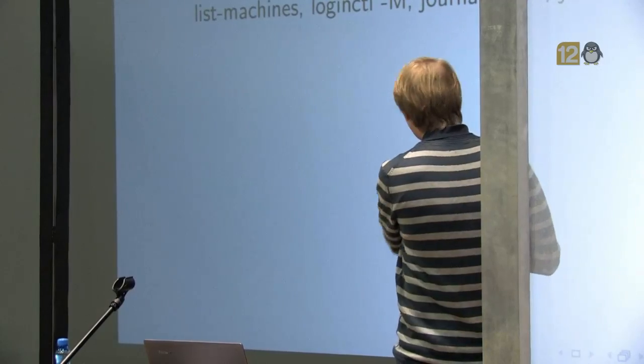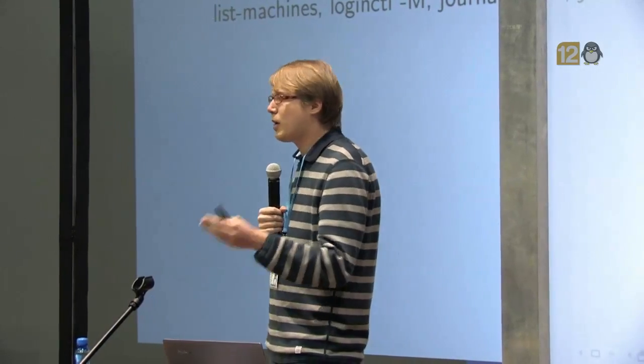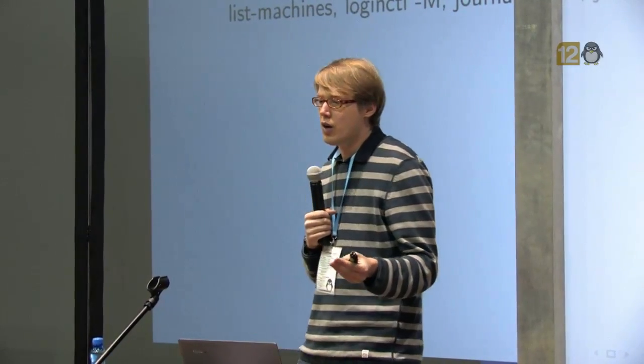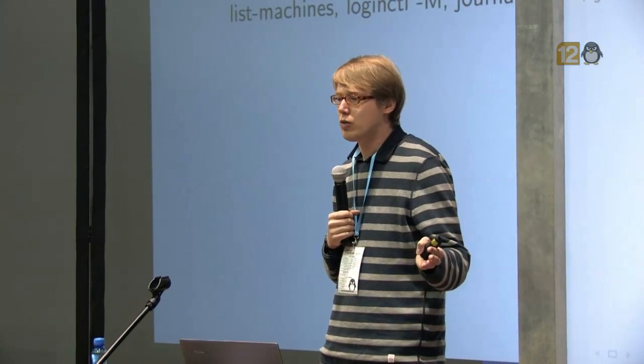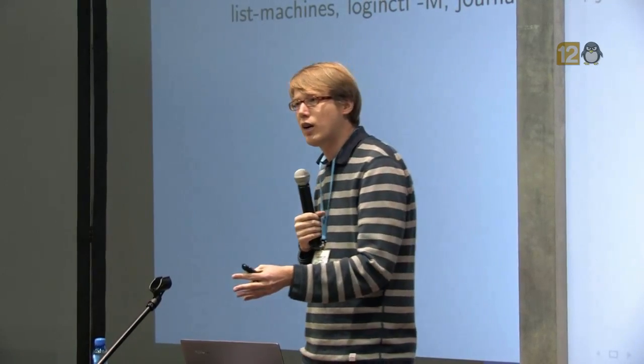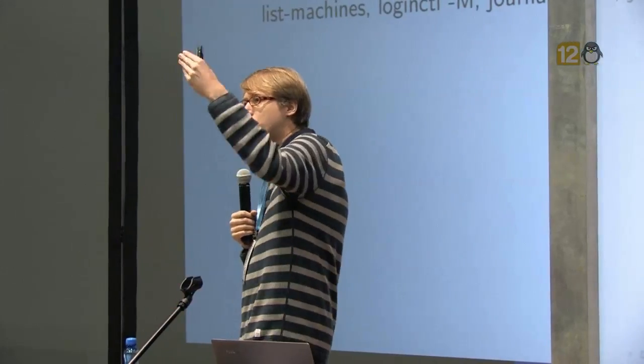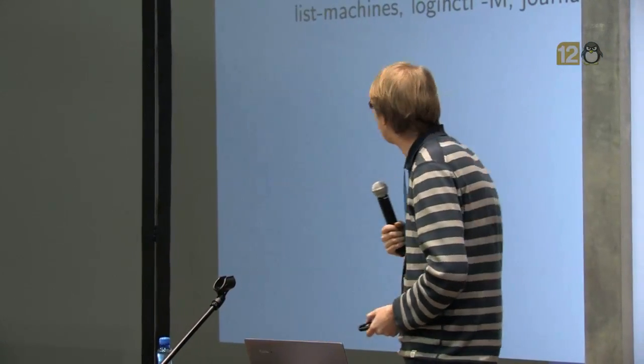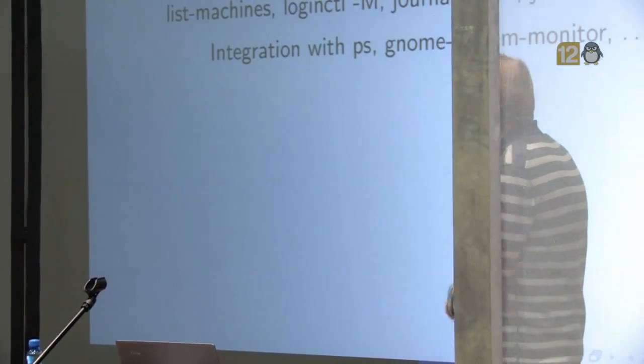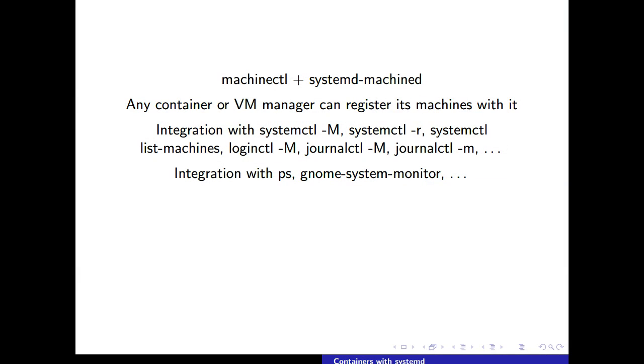journalctl -m is about merging the logs. So it will not only show you the logs of one specific container, but of all the containers, and merge them into one stream. I mentioned it earlier. But it doesn't stop there. Through the registration, there's actually a lot more integration in systemd as well. This is just a couple of examples I came up with.